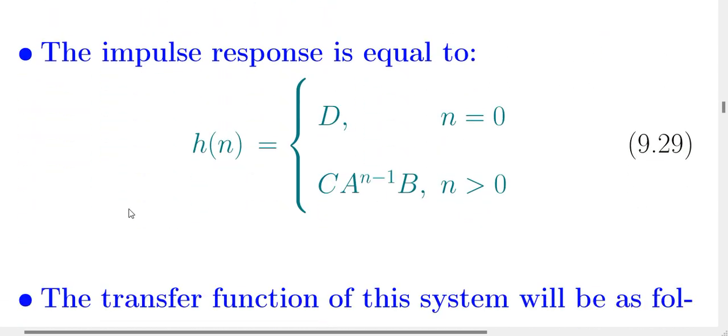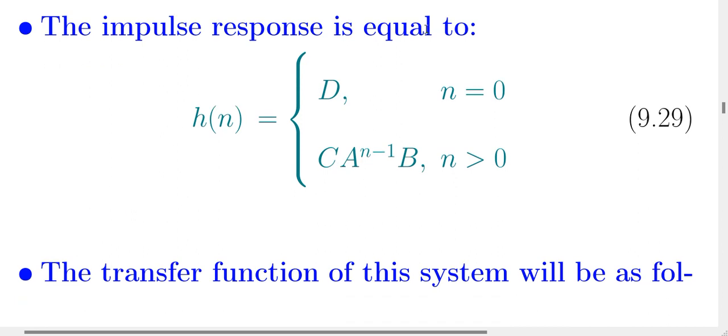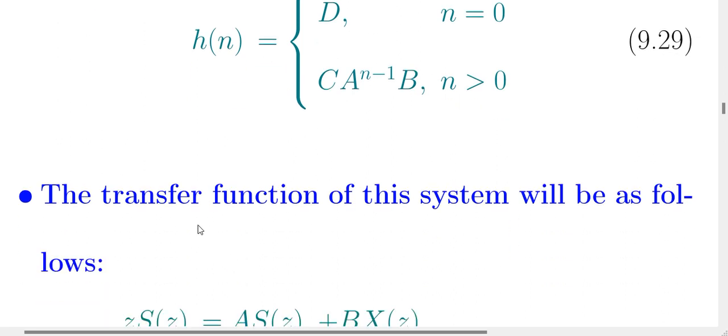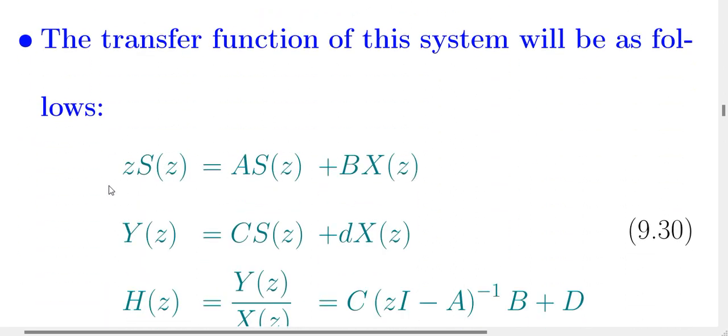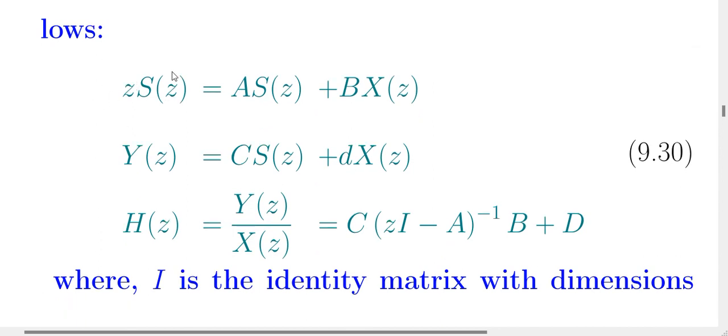That's it. So the impulse response is h(n) = D for n equal to 0. Otherwise, it will be equal to C times A to the power of n minus 1 times B. The transfer function of this system will be as follows. Okay? The first line for u, the second line for u.